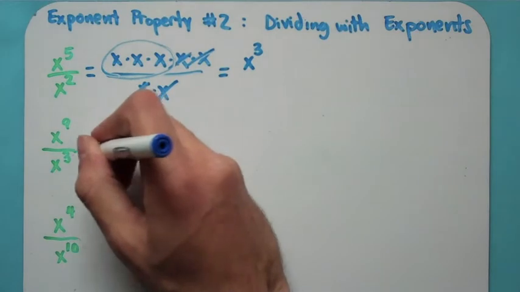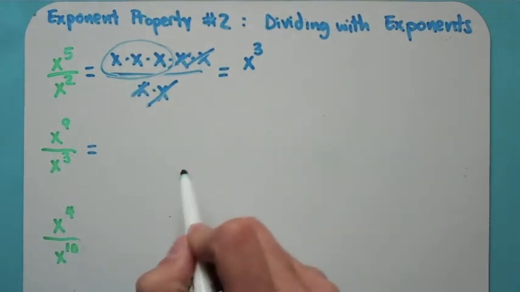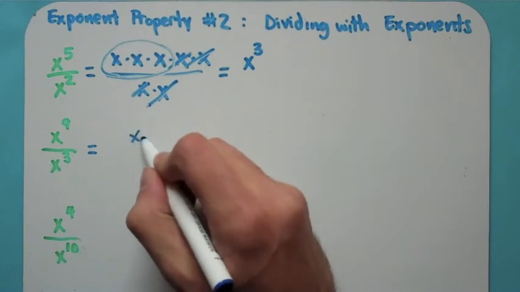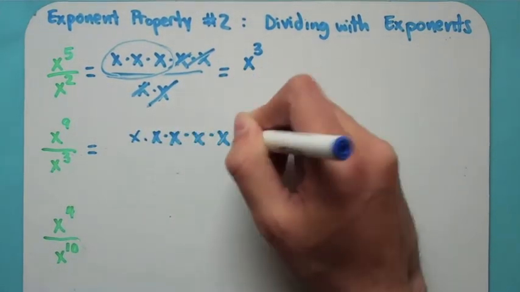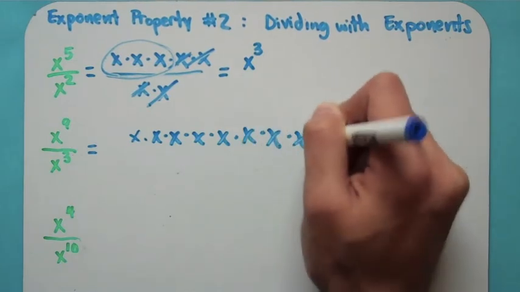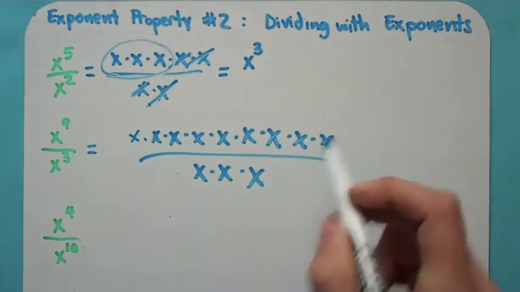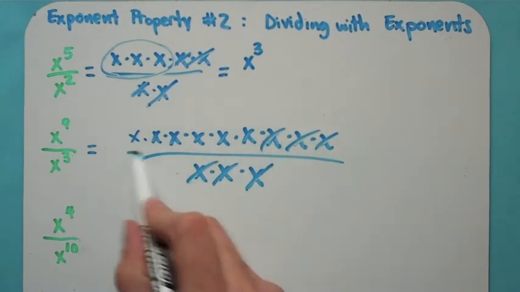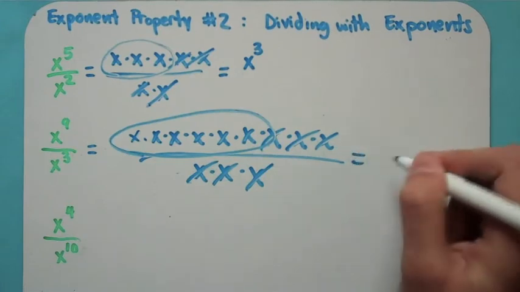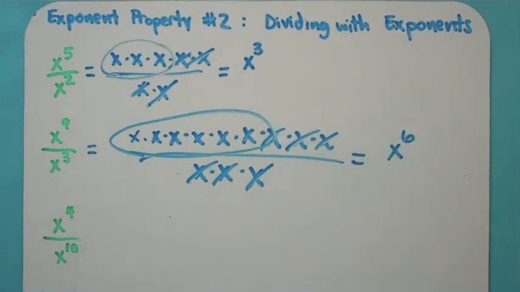Similarly, on the second problem here, if you think about it, I'm going to have 9 x's up top and 3 x's on the bottom. So I'll write it out at least this one more time here. We have 9 x's and we have 3 x's here. And just like before, a couple of these x's cancel. Those cancel, those cancel, those cancel. What I end up with here is 6 x's. So I have x to the 6th power for my answer, and I could put over 1 if I really wanted to, but it's not necessary.